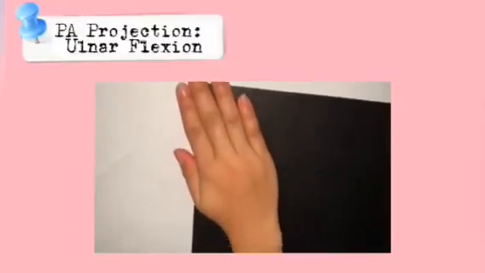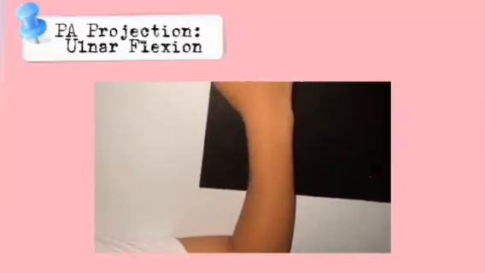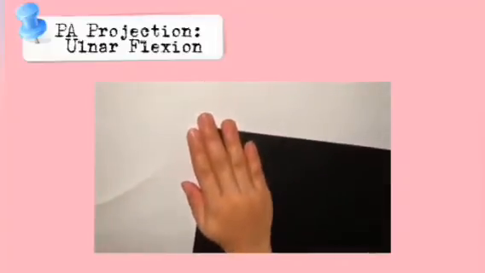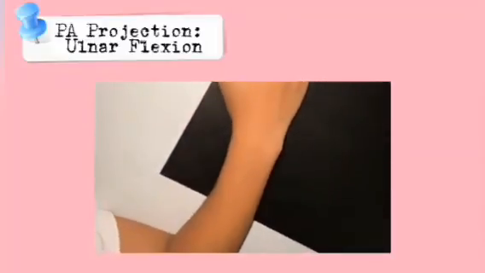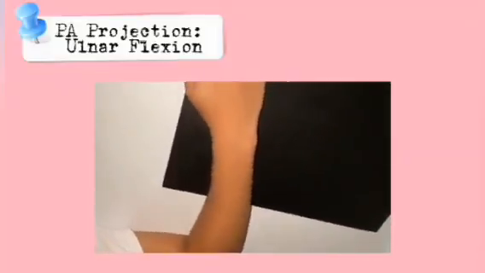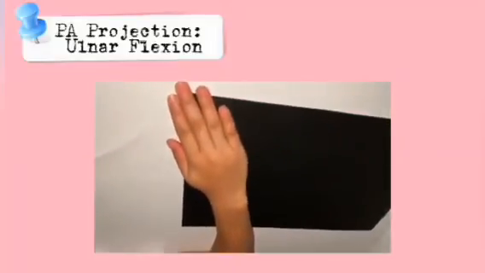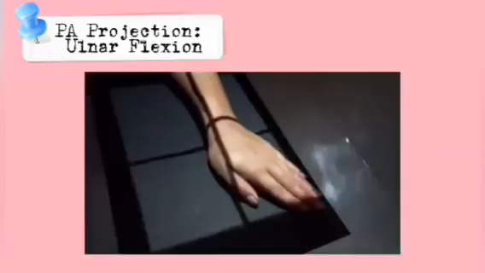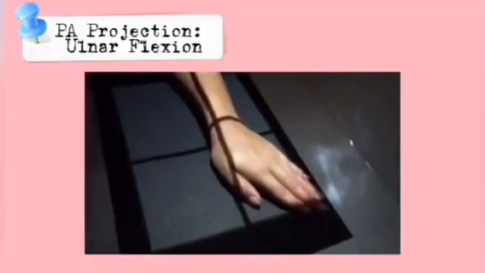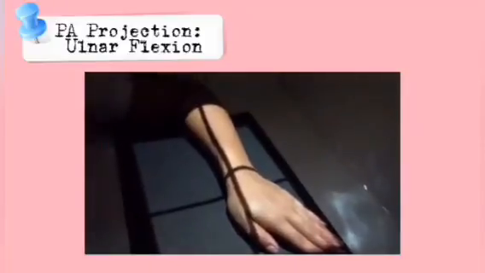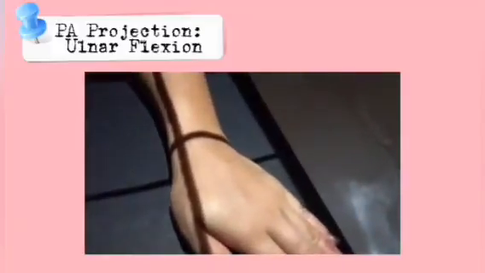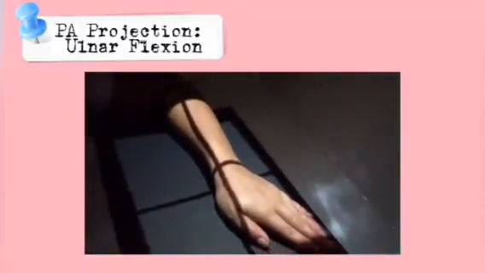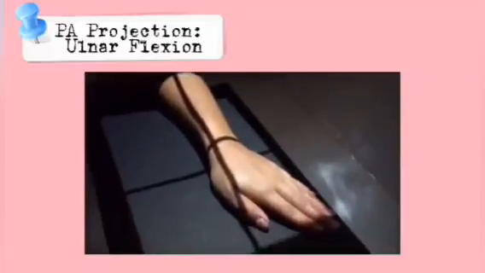PA projection under ulnar flexion. Position of patient. Sit the patient at the end of the radiographic table with the arm and forearm resting on the table. Position of part. Position the wrist on the IR for a PA projection with one hand cupped over the joint to hold it in position. Move the elbow away from the patient's body and then turn the hand outward until the wrist is in extreme ulnar deviation. Central ray is perpendicular to the scaphoid. The central ray angulation is 10 to 15 degrees proximally or distally.